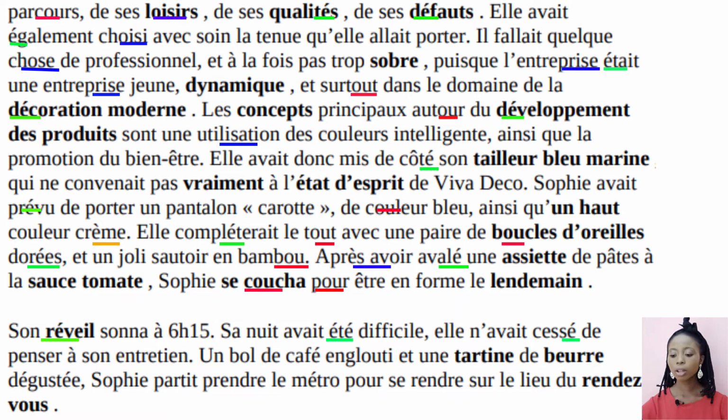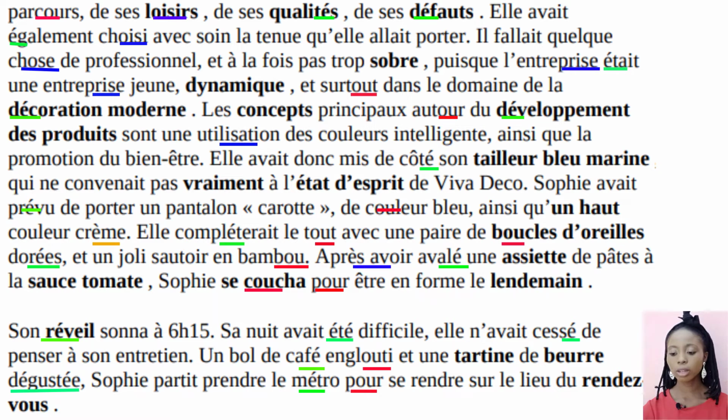Un bol de café, can we remember, E accent aigu, don't let us forget, E sound. Un bol de café englouti. So don't forget our OU sound. So we have englouti. Et une tartine de beurre dégoûtée. Can we say our E sound? So we have two E accented U in this particular word. Dégoûtée. Sophie partit prendre le métro. Can we say our E accented U sound? Which gives us sound E.